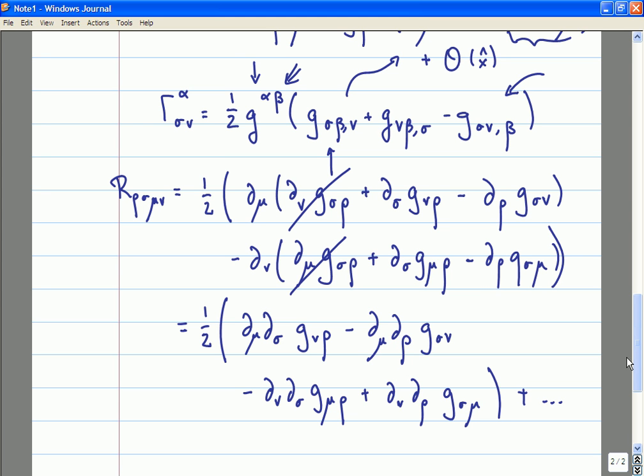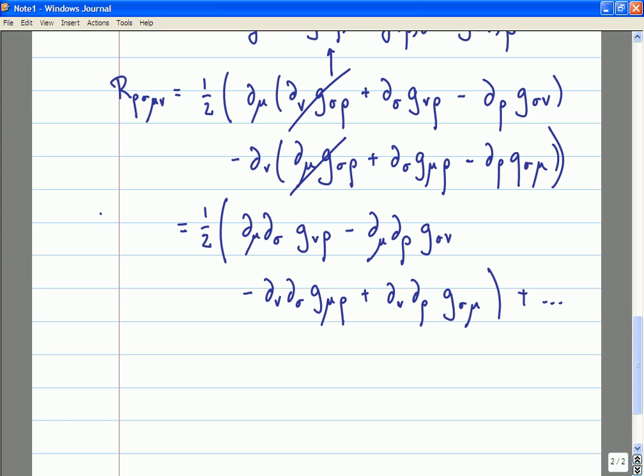And this is the formula for the Riemann tensor with all lower indices in Riemann normal coordinates at the point where we're setting the derivative of the metric equal to 0. So this is the particular combination of second derivatives of the metric that give us the Riemann tensor in this coordinate system.